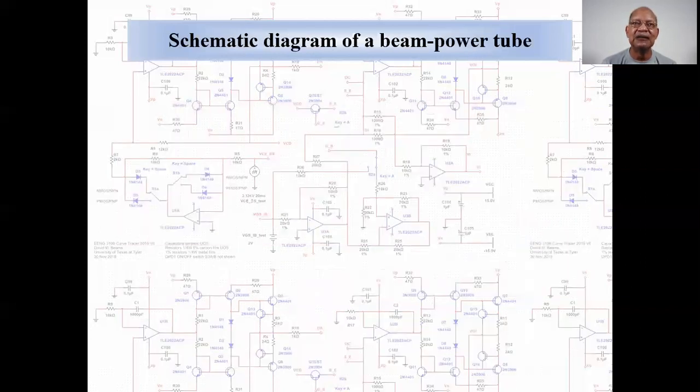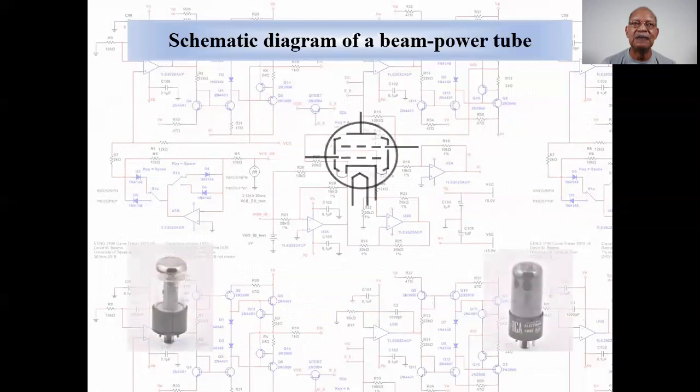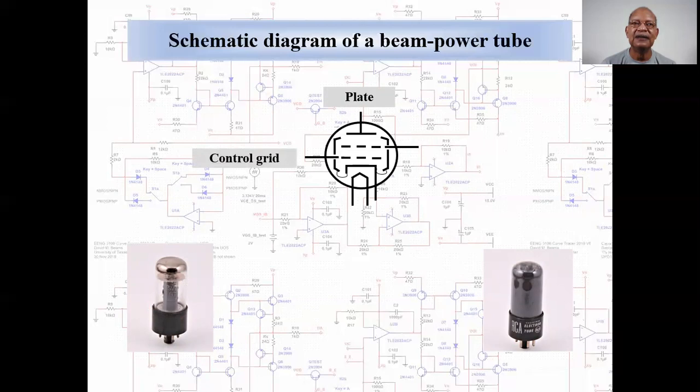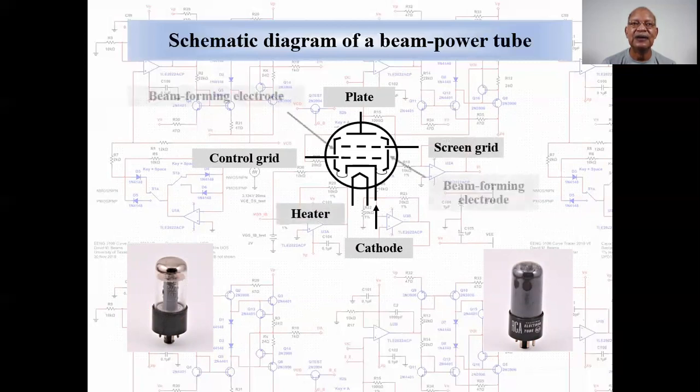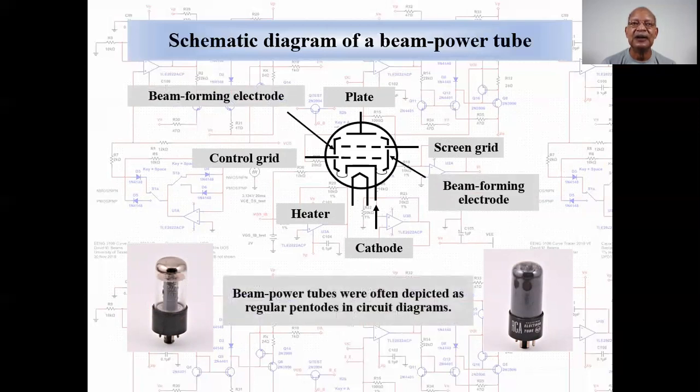Schematic symbols of the beam tetrode. This is the basic symbol showing the plate, control grid, cathode, screen grid, heater, beam forming electrodes. Beam tetrodes were often shown on schematics as pentodes.